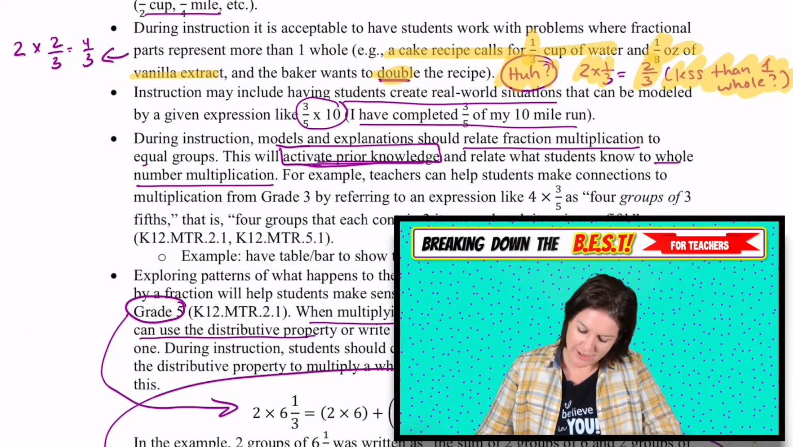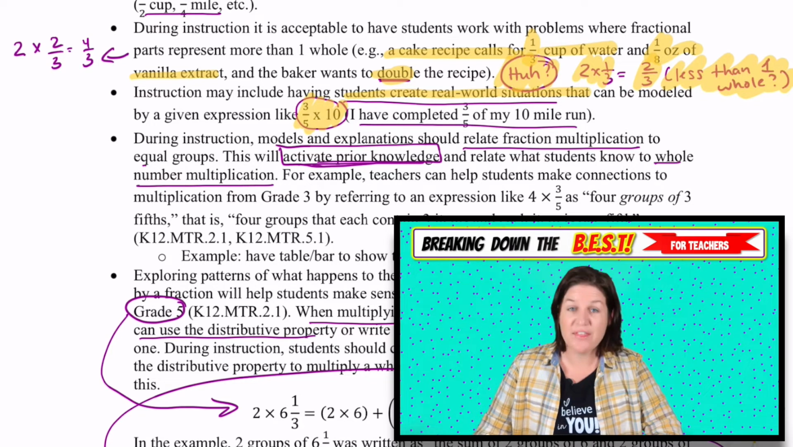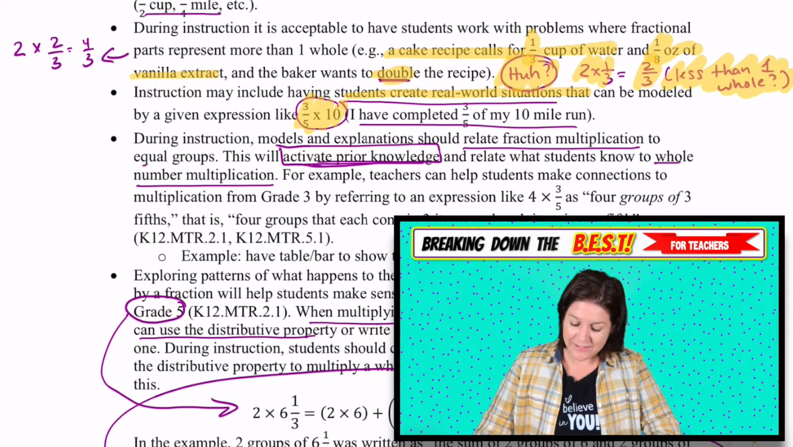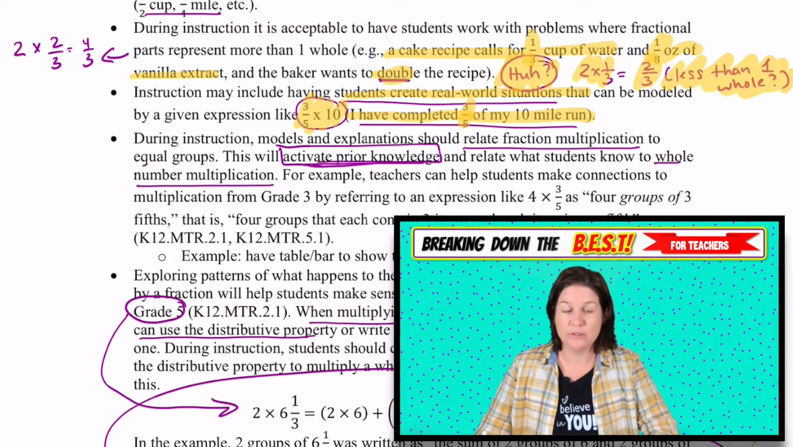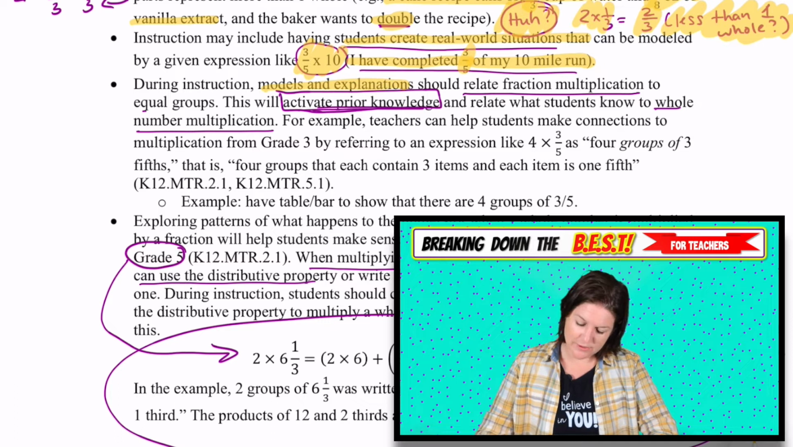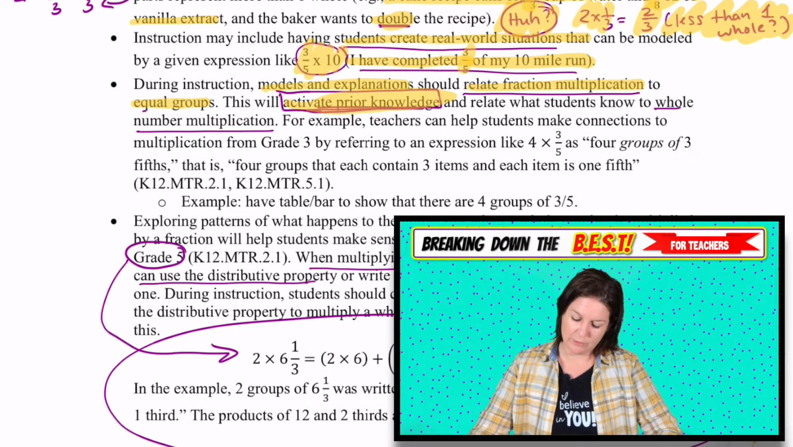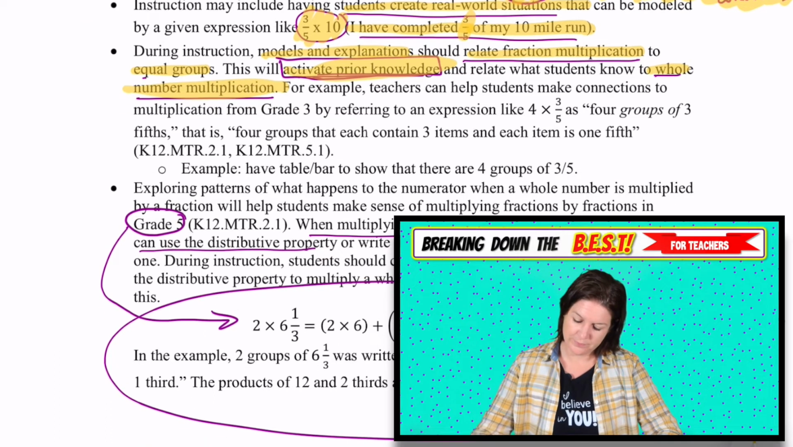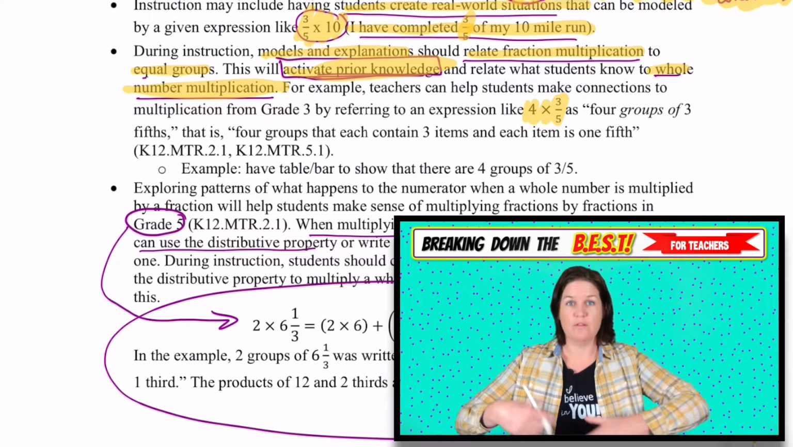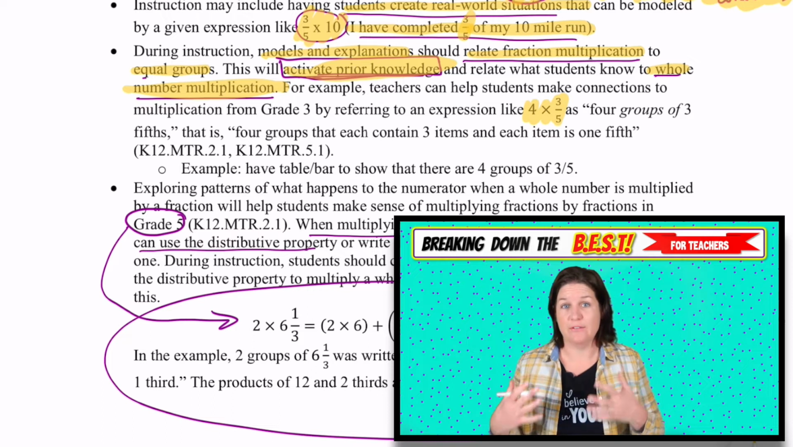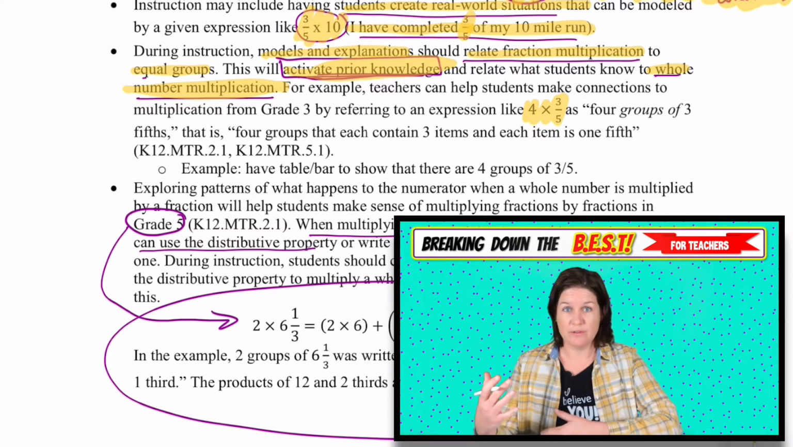Okay, I understand. Make sure we have students creating real-world problems like this right here, 3/5 of 10. I think the easiest way is to think about that in terms of distance. Like I've completed 3/5 of my 10-mile run. We need lots of models and explanations relating fraction multiplication to equal groups, building on that prior knowledge that we can relate to whole number multiplication. So like this, 4 times 3/5, normally it would be 4 groups of whatever, and it can still be like that in 4th grade, where it's 4 groups of 3/5 in each group.